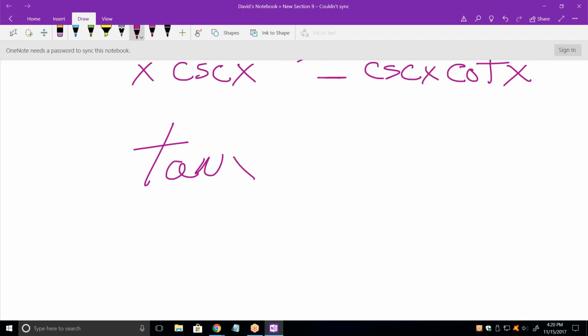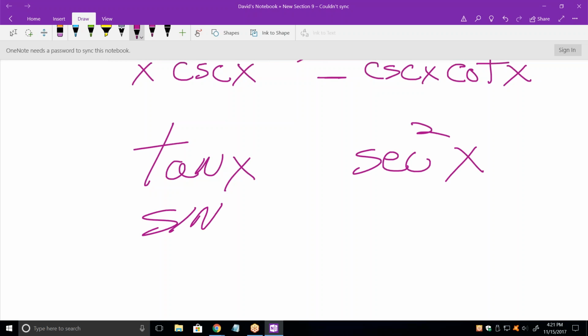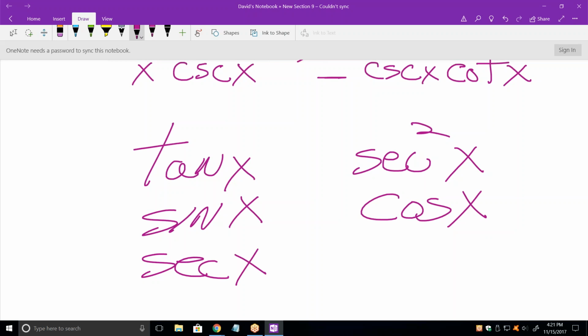It's always tangent of x. In other words, you always need an argument. You never have just tangent. It's always tangent of some variable. Sometimes I'll leave it out just because that's not the important part. But what's the derivative of tangent? It's secant squared. Yep. What's the derivative of sine? Cosine. What's the derivative of secant of x? Secant tangent. So you got them all memorized already.